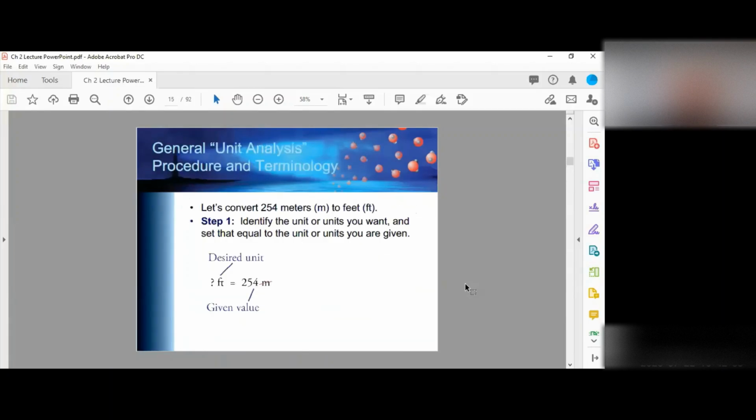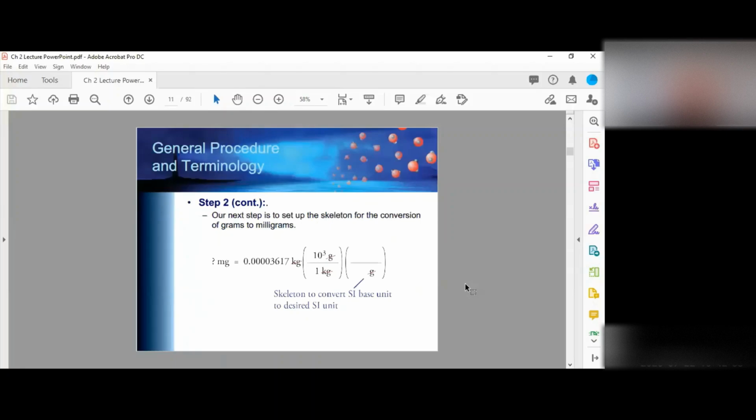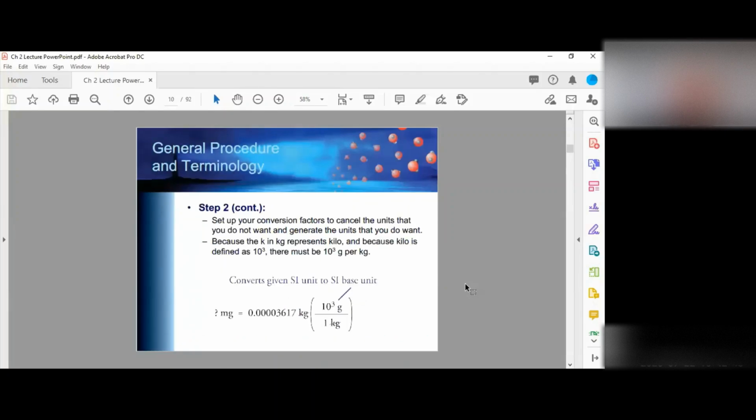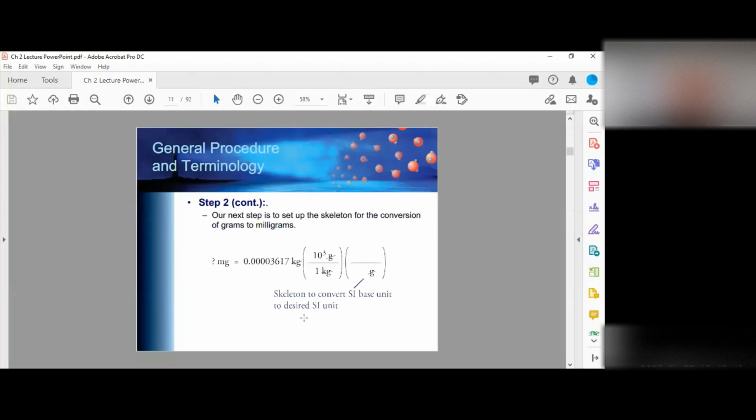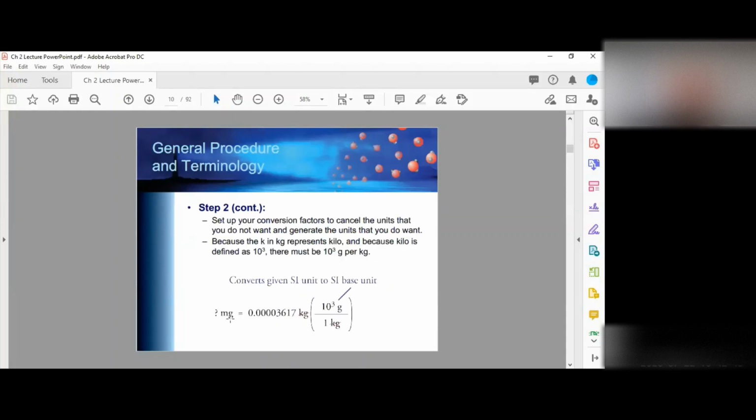Back to the question that we just skipped, which is asking us to convert kilogram to milligram. So he's giving me 0.003617 kilogram, and he wants it to be in milligram. All right. What's the connection between kilogram and milligram? The basic unit. What's the basic unit? Gram. So now I know, in order for me to go from kilogram to milligram, I have to go from kilogram to gram, and then from gram to milligram.